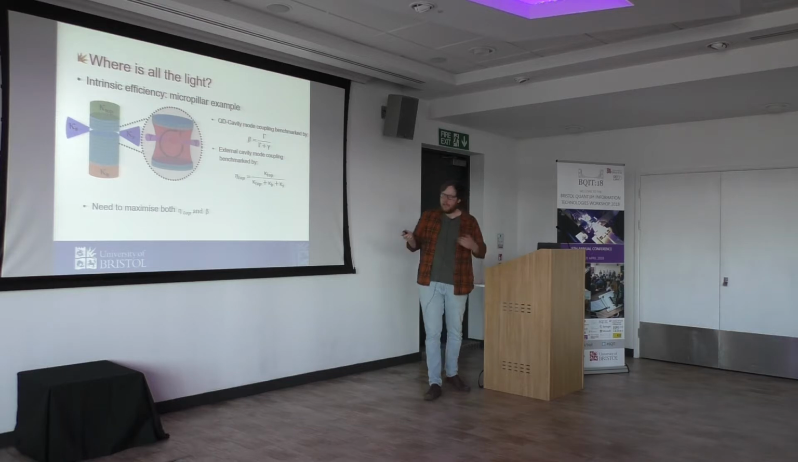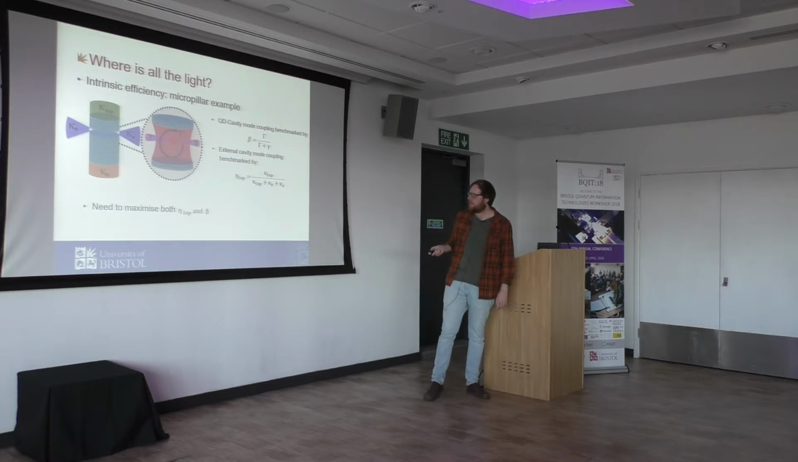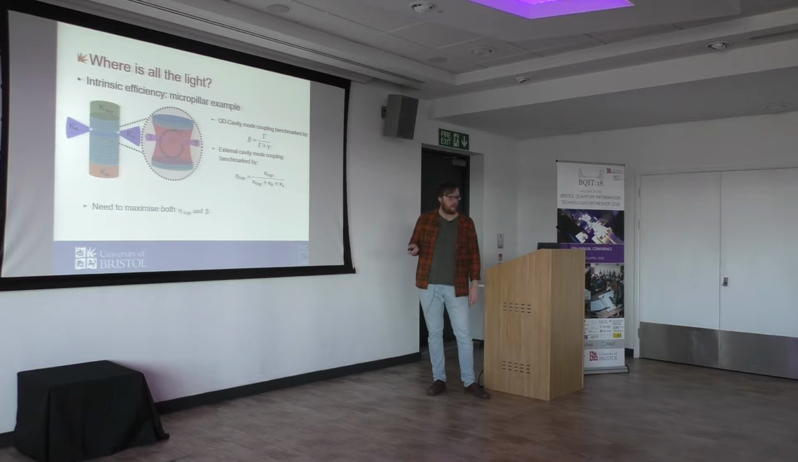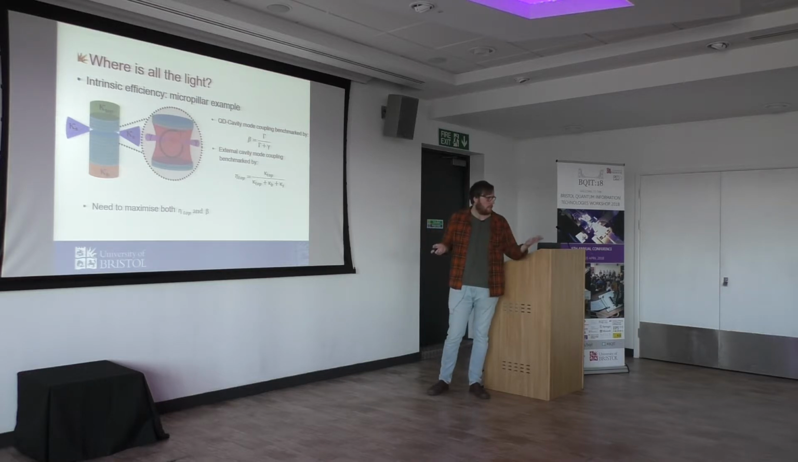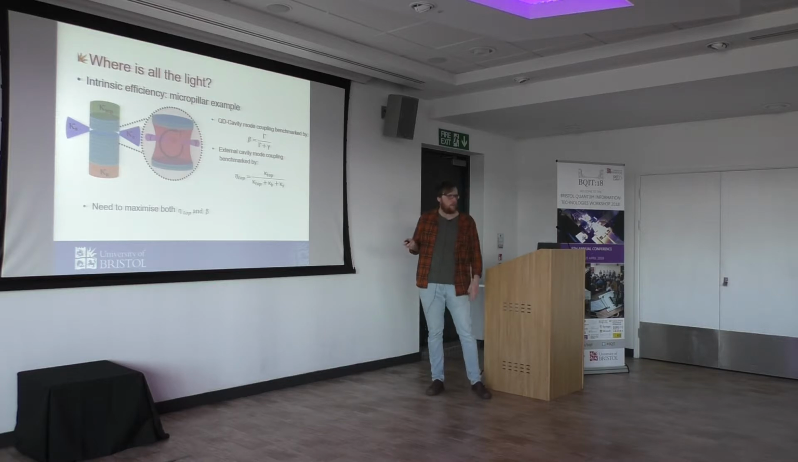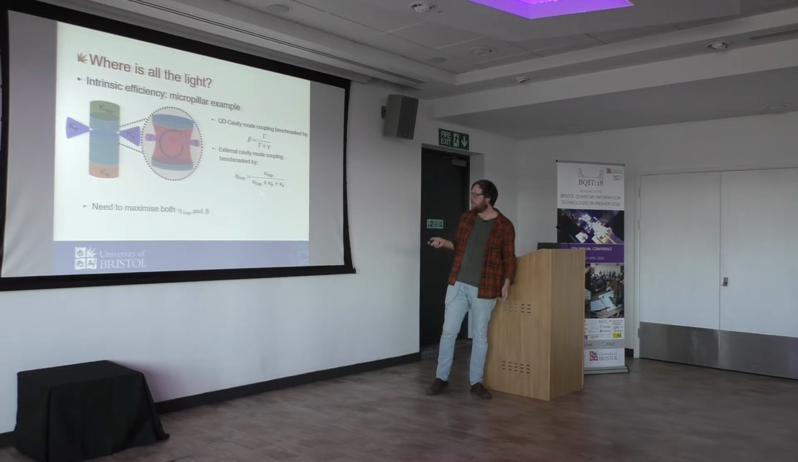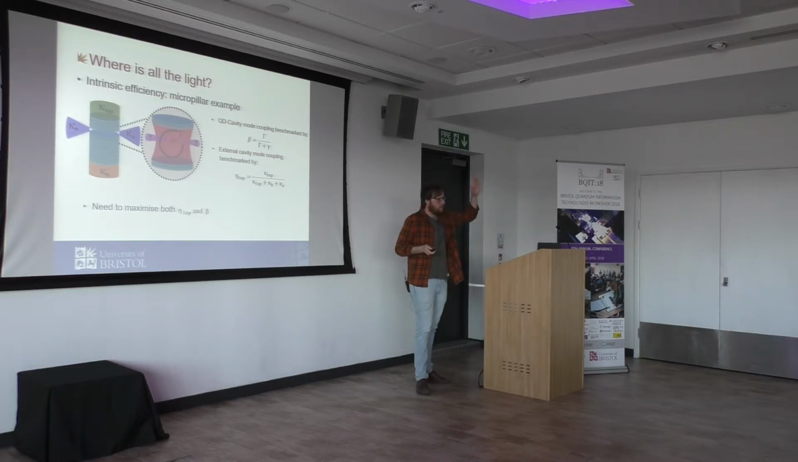Now the goal to get high intrinsic efficiency is obviously to maximize both of these values at the same time. In the sources you've seen so far today, this beta factor is really high, it's really well optimized, but what's letting the sources down currently and limiting them is the e to top, the rate that those photons get extracted from the cavity and out through the top mirror.